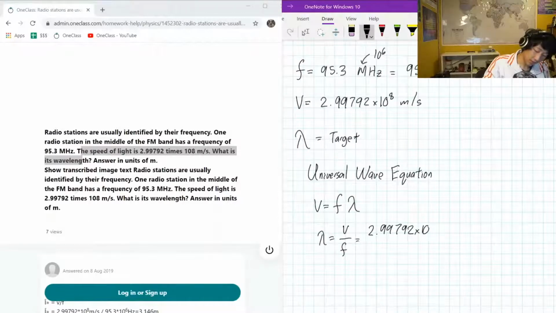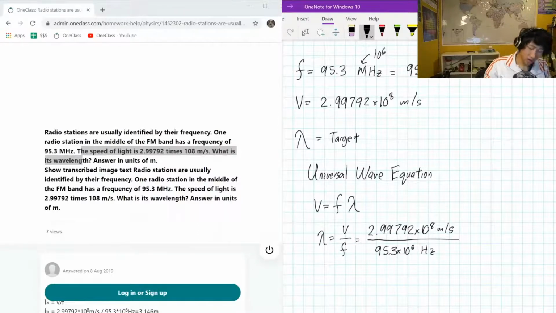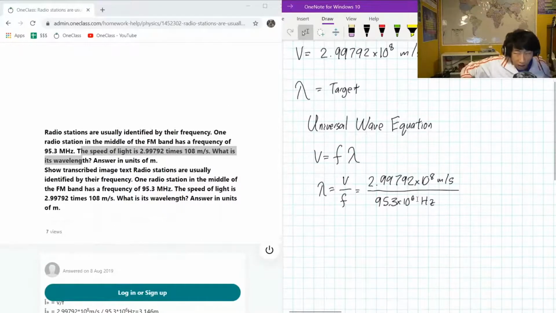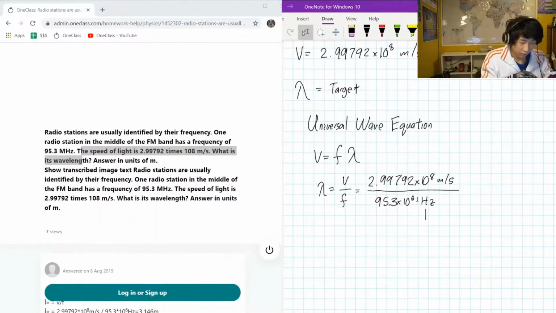2.99792 times 10 to the 8 meters per second, and here we have 95.3 times 10 to the 6 hertz. Now, hertz is the same as saying 1 divided by seconds, or seconds inverse. So if you actually look at the units, they do cancel out to just meters, which is very reasonable and what we'd expect. Okay, so I'm going to send this through my calculator and find out what type of numerical answer this is going to be.